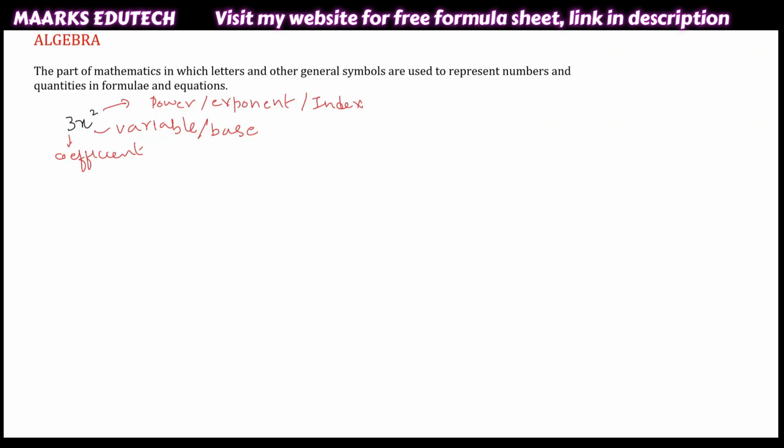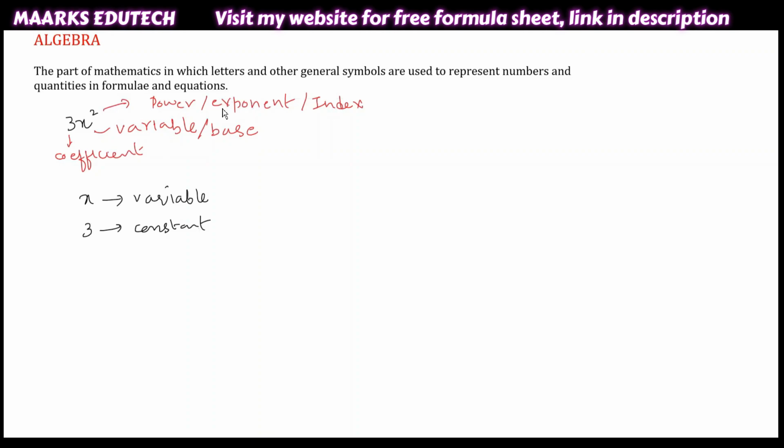So when we write x, this is a simple variable. Variable means its value changes. Its value can be any, it's just like a container. X is just like a container. It can hold any value. And this 3 is a constant. Constant means a fixed number: 3, 5, 7, 8, 9. And we have this 2 as a power or exponent or index, all three names for it.